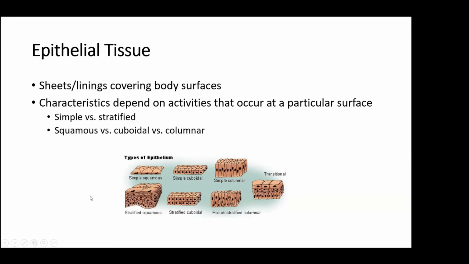A cuboidal cell, very simply, is a cube. So almost any way you cut it, you're going to see a square. Columnar epithelial tissue comes in columns. So one way you cut it, you'll see squares. The other way you cut it, you'll see longer rectangular shapes. So those are our columnar epithelial cells.